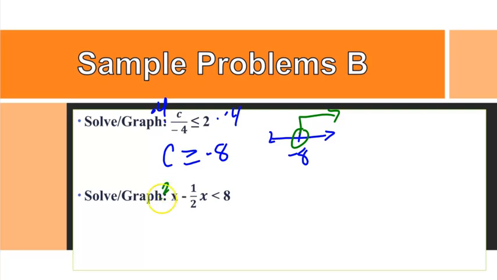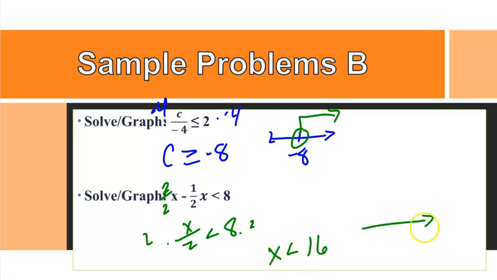Here, this is actually 2 halves because of common denominator. So 2 halves minus 1/2 is 1/2 x. So this is really going to be x divided by 2 is less than 8. The opposite of dividing by 2 is multiplying by 2. I do that on both sides, and I have x is less than 16. On a number line, you got 16 here. Open circle at 16, less than means going to the left.